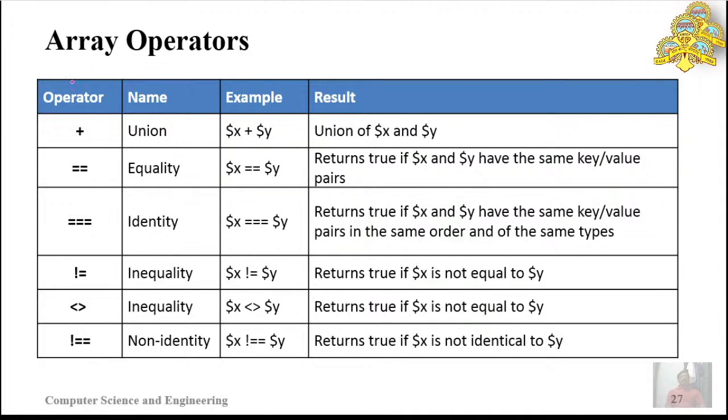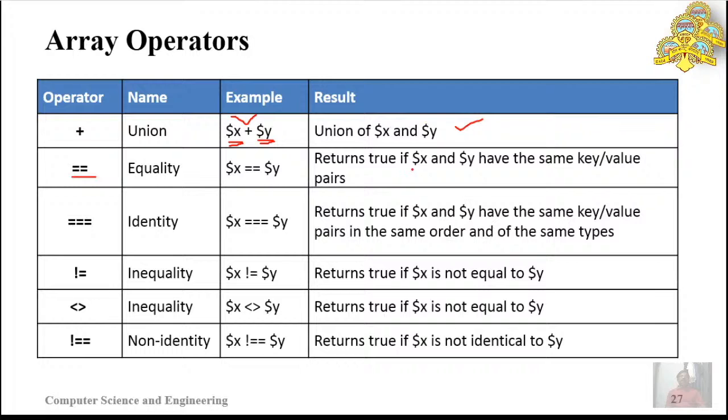Array operators. As already told, if two names are used, here $x is not an ordinary variable, it's the name of an array, and y is also the name of an array. Then if the variables are arrays, the plus symbol will be used as union. So this returns the union of $x and $y, that is it returns members of both arrays as one set. And here is equality.